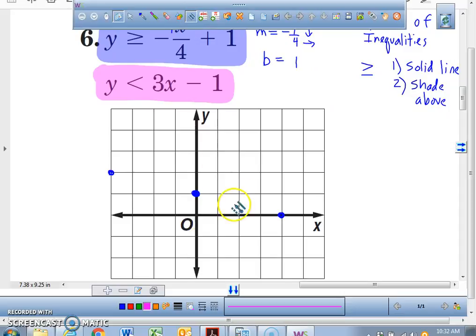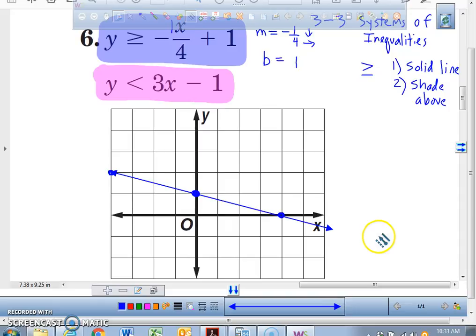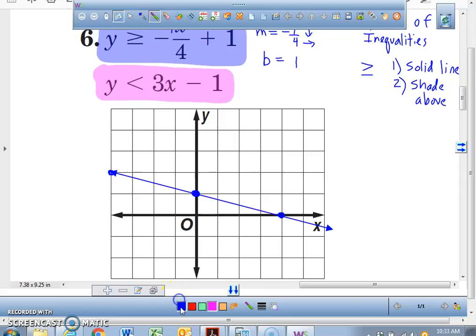So here's how we're going to do it. We're going to graph a nice solid line first. Notice it's not dashed, no dots, because anything on that line is an answer, which means a point here, a point here, a point here. All those points are a part of that answer, and any answer that is above it. So yes, we need you to shade gently, shade above.